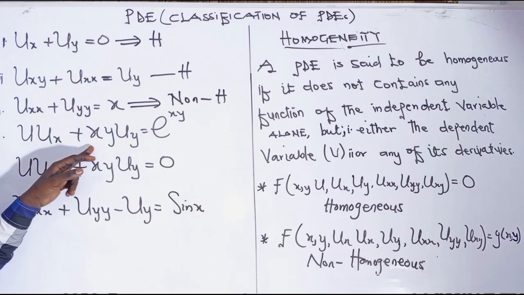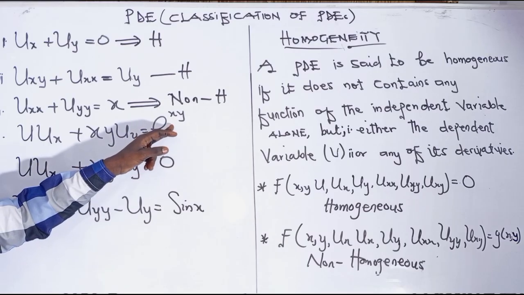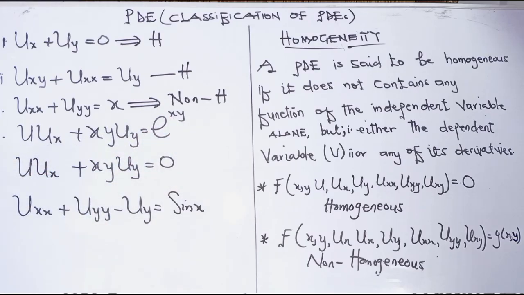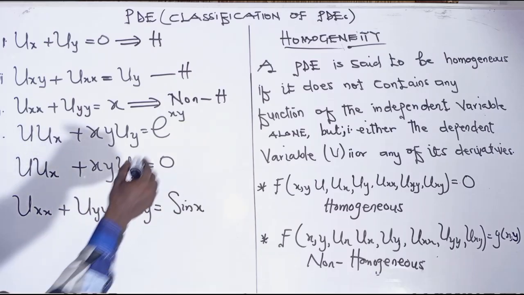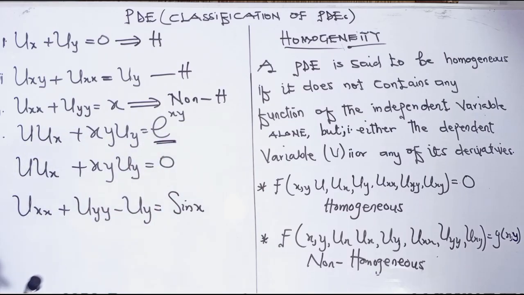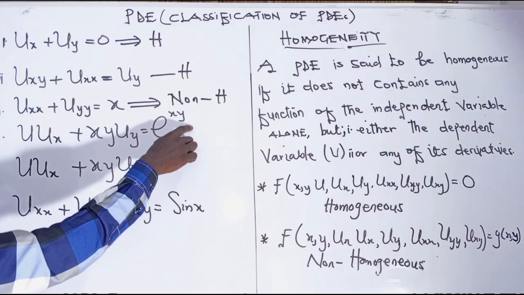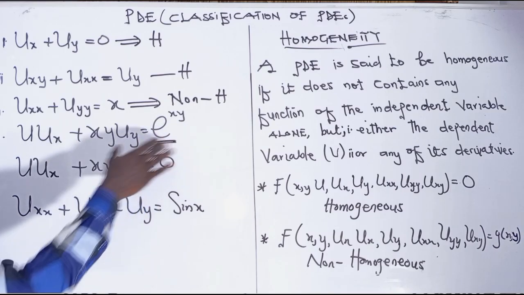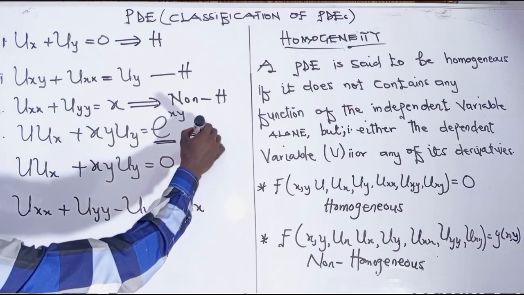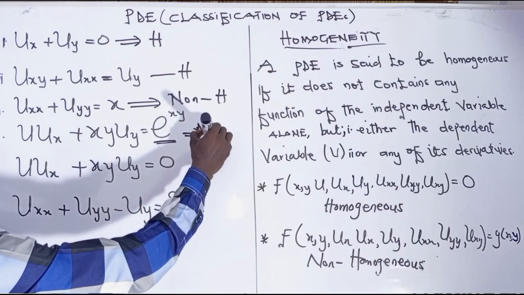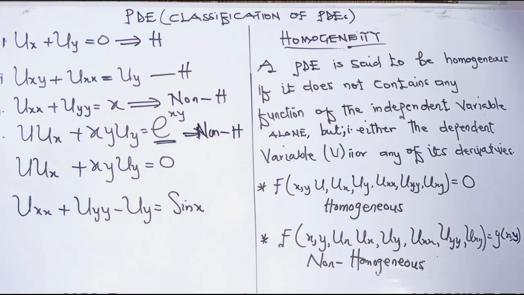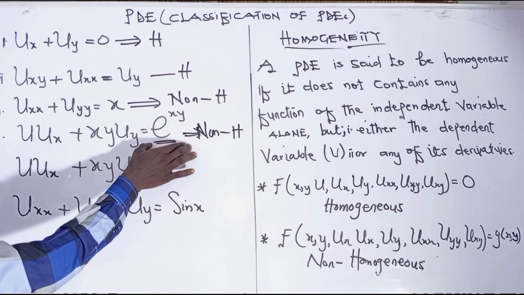Now let's look at this. We have u ux plus xy uy is equal to e to the power x y. Do we have a term that depends on the independent variables alone? Yes, you can see that this term is a function of x and y. And therefore this PDE becomes non-homogeneous, because we have a term that is a function of the independent variables x and y.